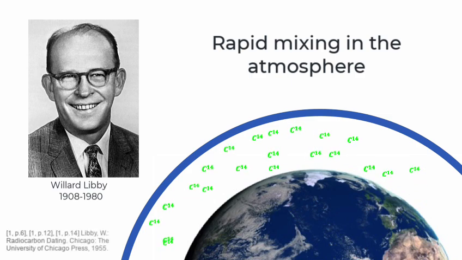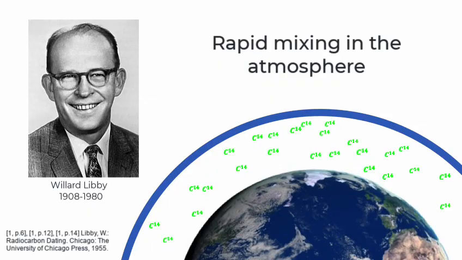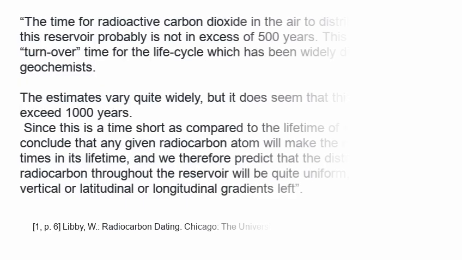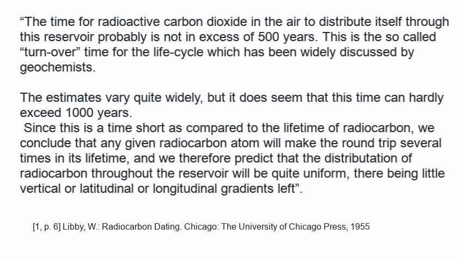In the chapter Worldwide Distribution of Radiocarbon, Libby describes the distribution of radioactive carbon in the atmosphere depending on the altitude of the atmosphere and the Earth's magnetic field, which also had to remain constant for thousands of years for assuming an equilibrium in the system. Libby writes, "The time for radioactive carbon dioxide in the air to distribute itself through this reservoir probably is not in excess of 500 years.